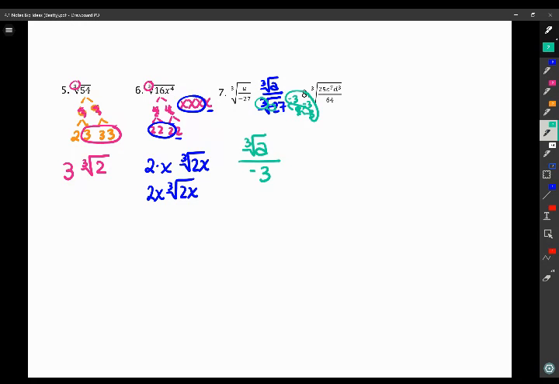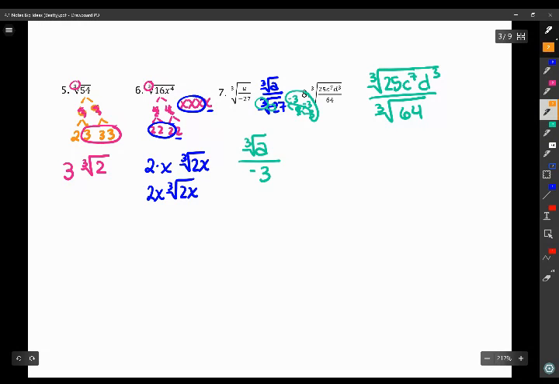When you look at number 8, we're going to do the cubed root of 25 c to the 7th d to the 3rd all over the cubed root of 64. And the same thing is going to apply here. We're going to simplify the top and then simplify the bottom. So when I look at the top, 25 breaks down to be 5 times 5, and then we have 7 c's and we have 3 d's. And then on the bottom, as we look at 64, we're going to do 8 times 8. So 2 times 4. 4 is going to break down to 2 times 2.